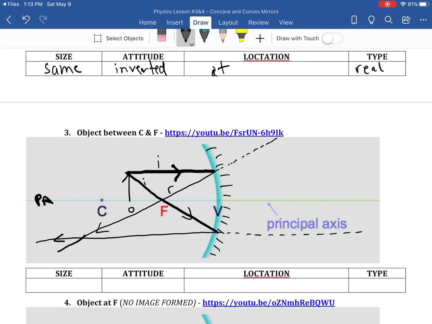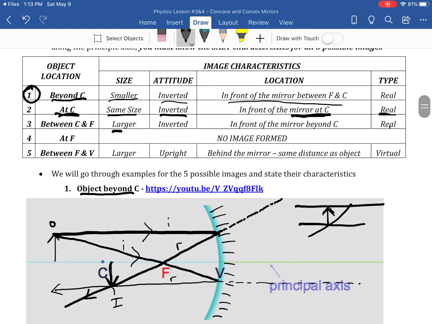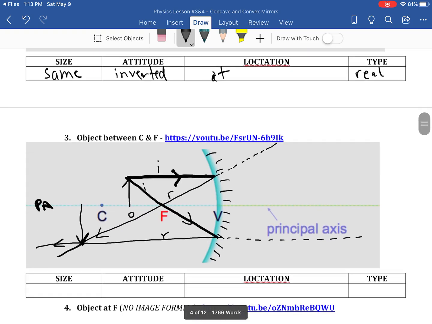This is a reflecting ray, so it can go behind. All right. At some point, this is my other reflected ray. At some point, I'm going to have 2 reflective rays meet, intersect, and they do. They do so right here. So there's my image, okay? Let's see what it says up here. So between C and F, it's larger, it's inverted, it's in front of the mirror beyond C, and real.